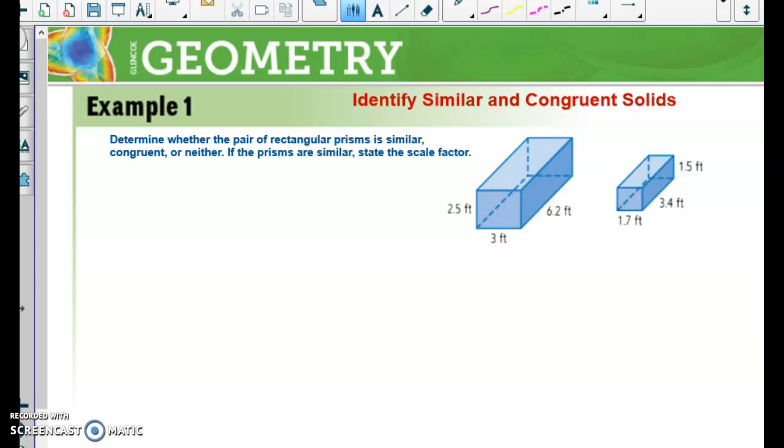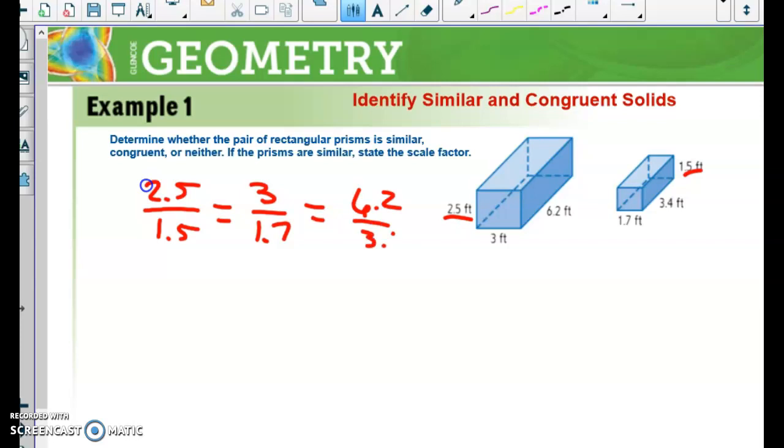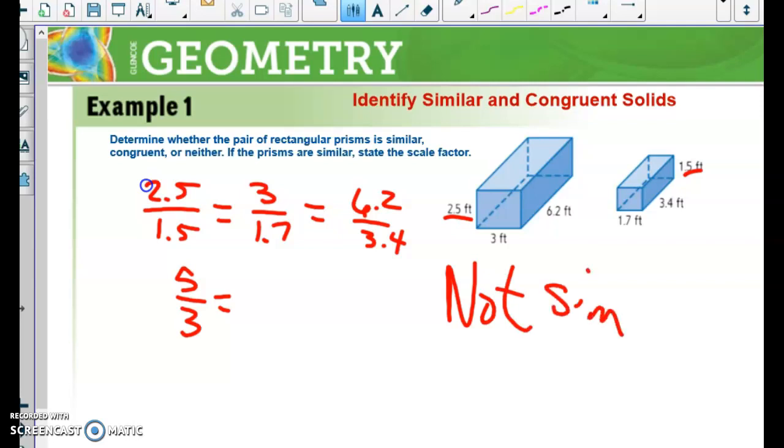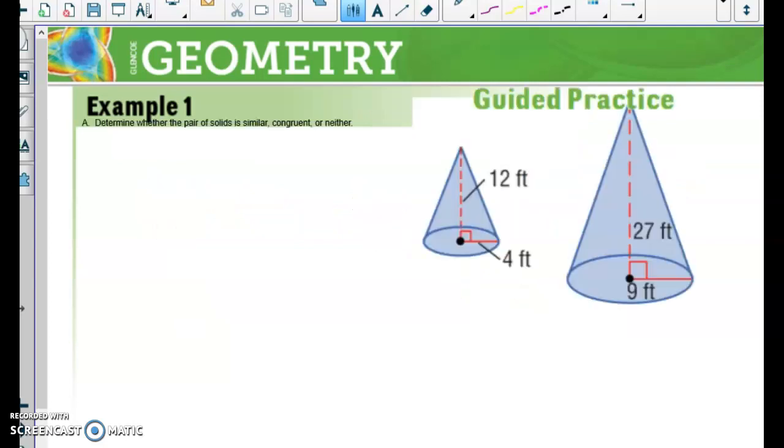So we would start out by saying that 2.5 is to 1.5, and as 3 is to 1.7, as 6.2 is to 3.4. And if I simplify those on my calculator, I get that they do not simplify to the same ratios. So we're going to say that they are not similar. And so none of this process works unless they're similar. So we always check to see if they're similar first.